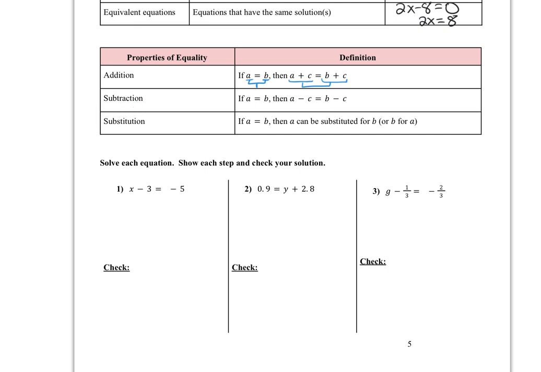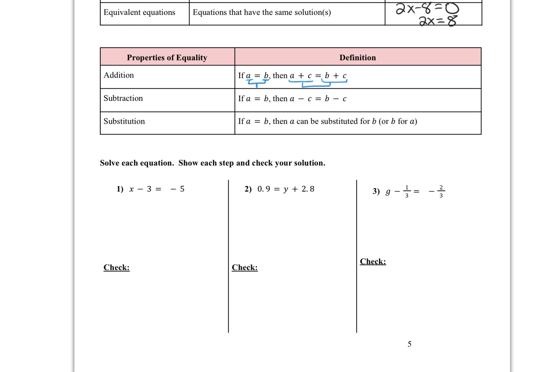Subtraction's the same thing. If I take away something from one side of my equal sign, I just made that side lighter. I have to take away that same exact amount on the other side of the equal sign to make them balanced again. Substitution says that if these two are equal, then you can substitute A for B or B for A. So I can interchange them because they are the same. They just look different.